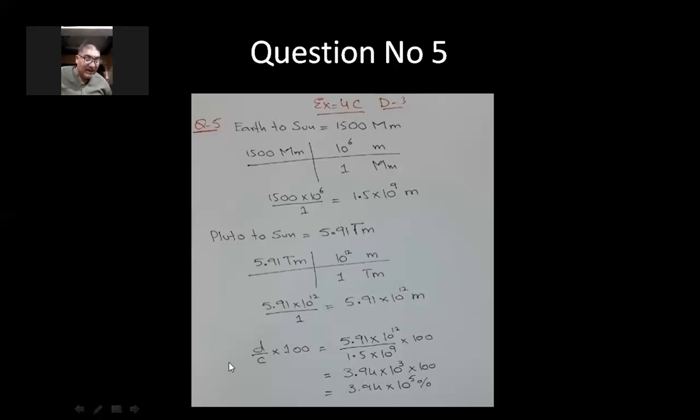Then the question is, express d as a percentage of c, giving your answer in the standard form. So d divided by c multiply 100. The d value is 5.91 expo 12 divided by 1.5 expo 9, and the whole thing multiply 100. So in your calculator, you will write 5.91 expo 12. The problem here is you don't know where the expo button is on your calculator. Let me show you that calculator.